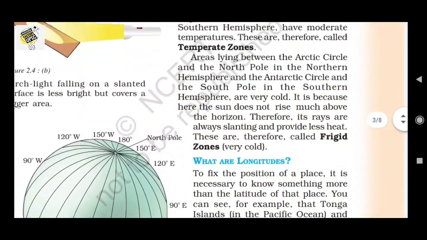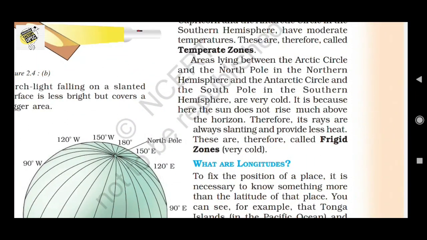Okay. Next zone is the frigid zone. Let's look at the important features of the frigid zone. The areas lying between the Arctic Circle and the North Pole in the northern hemisphere, and the Antarctic Circle and the South Pole in the southern hemisphere, are very cold. It's because there the sun does not rise much above the horizon. Therefore, its rays are always slanting and it provides less heat, and therefore it is known as the frigid zone. The frigid, as the word suggests, means very cold areas.